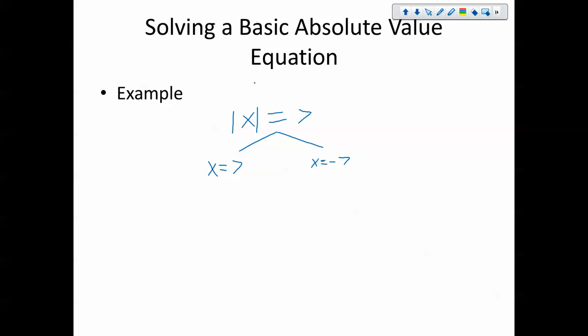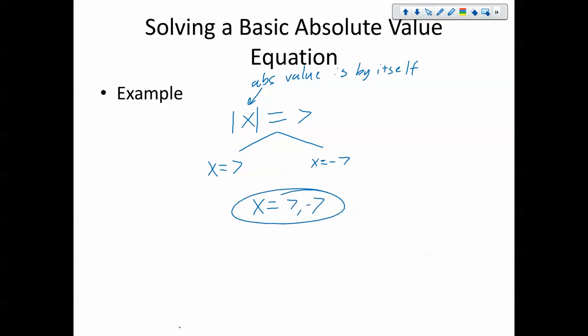So when the absolute value is by itself, right? Notice that the absolute value is by itself. It is solved for. We can split that equation up, and we can solve both sides of this. It turns out that when we split this one up, they're both solved already. We're going to have some examples where that doesn't happen, but that's our solution. x equals 7 and negative 7. We have two solutions.